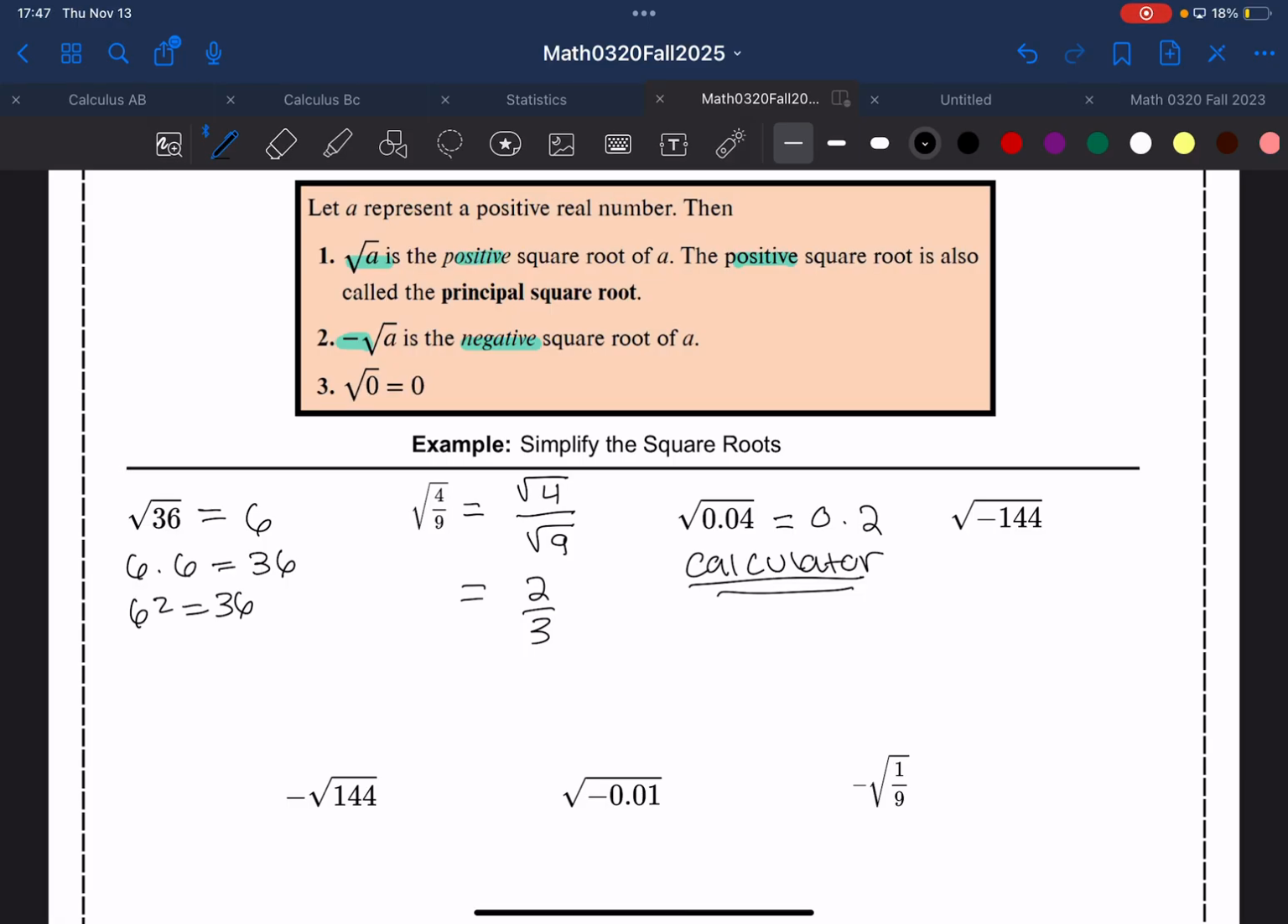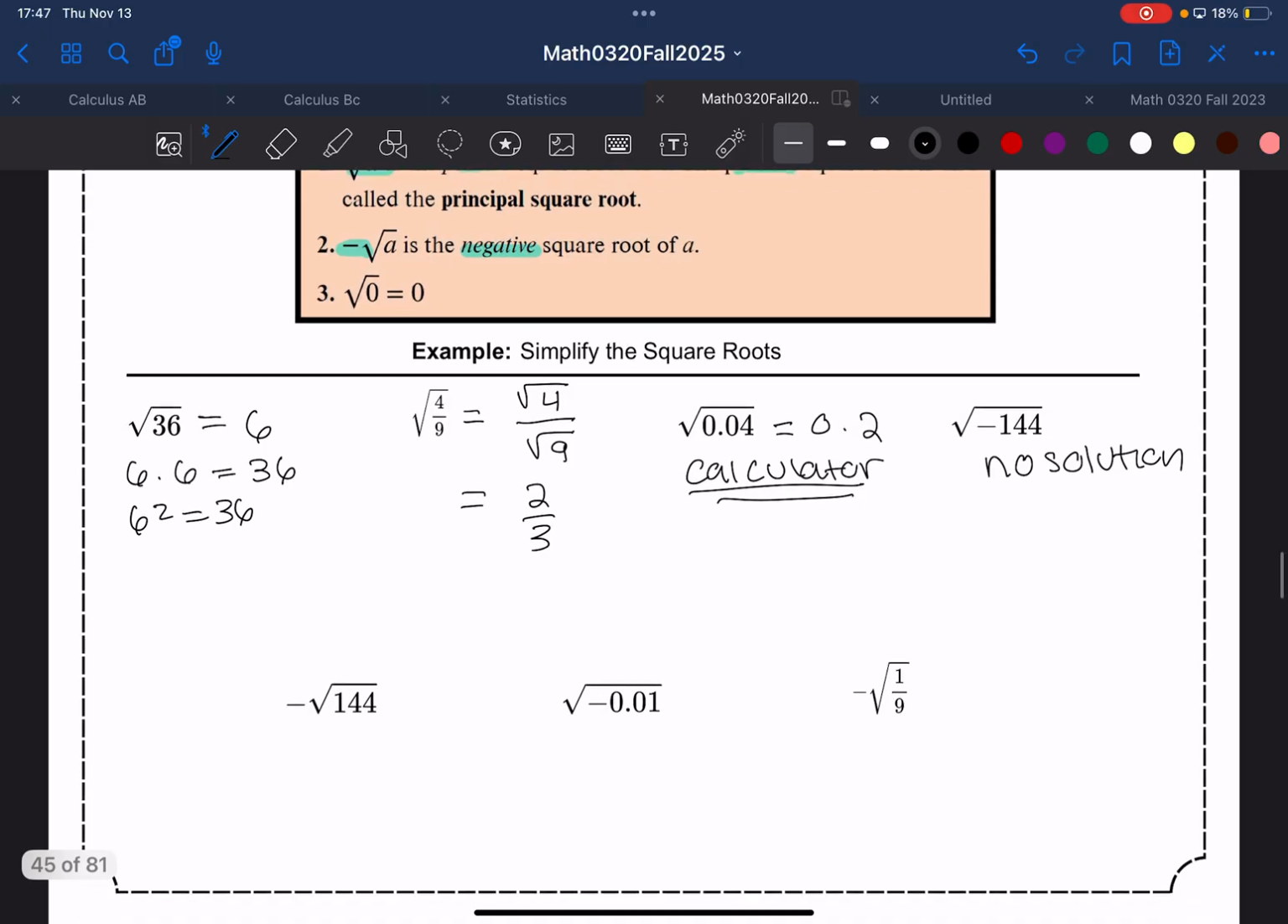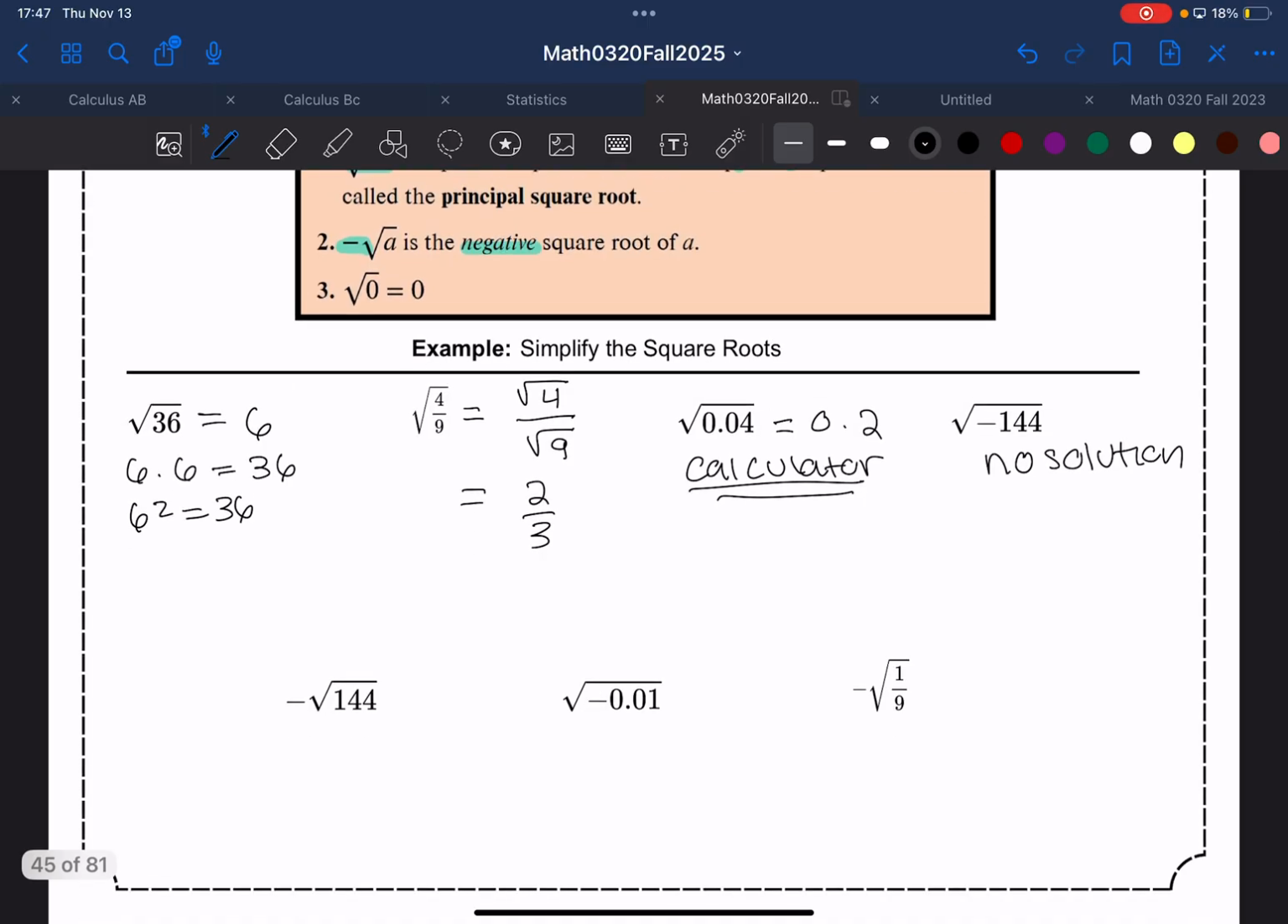Okay, what would the square root of negative 144 be? No solution. Why? Because the negative is where? On the inside. On the inside. That's completely different than the next one. Where's the negative on the next one? Outside.